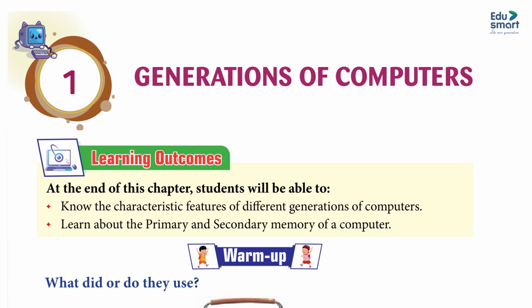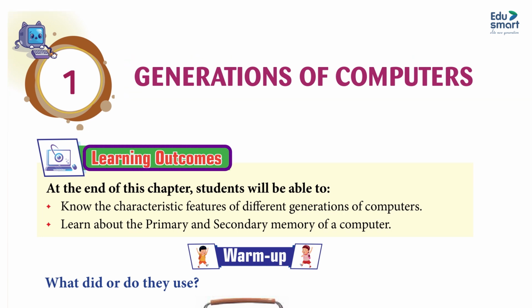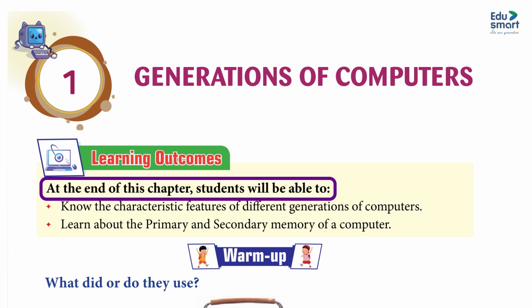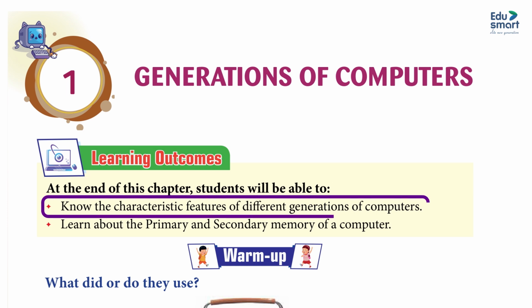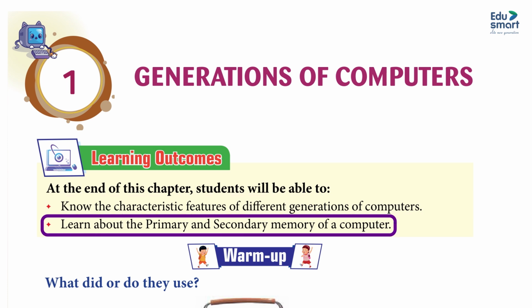Chapter 1, Generations of Computers. Learning Outcomes. At the end of this chapter, students will be able to know the characteristic features of different generations of computer. Learn about the primary and secondary memory of a computer.